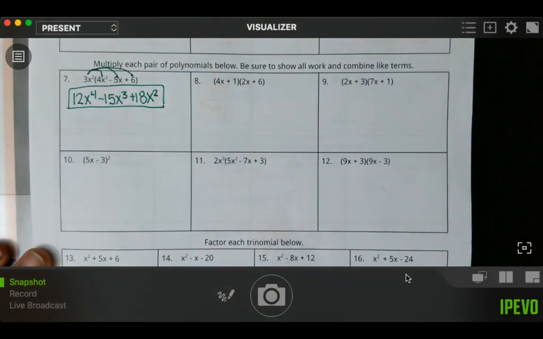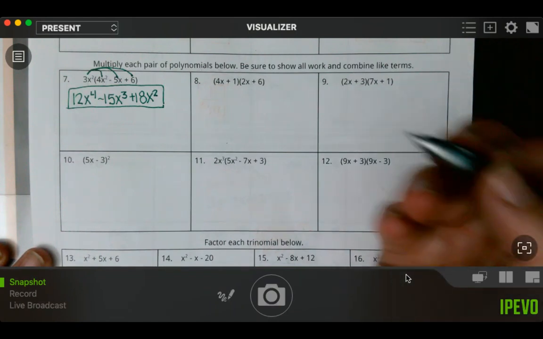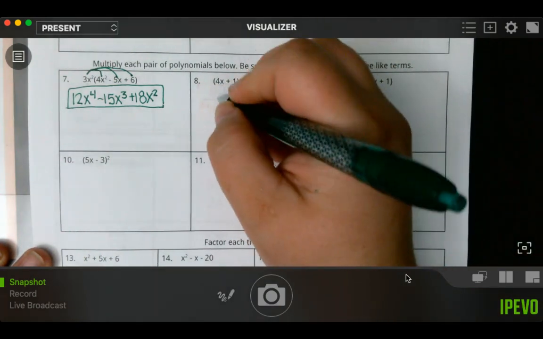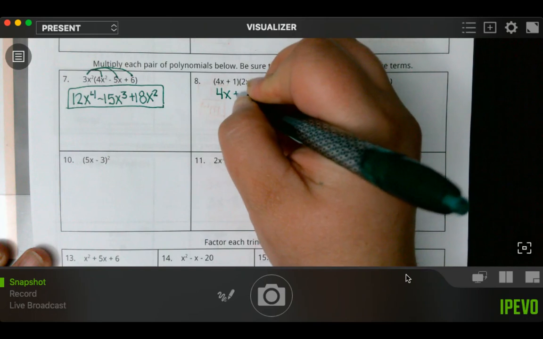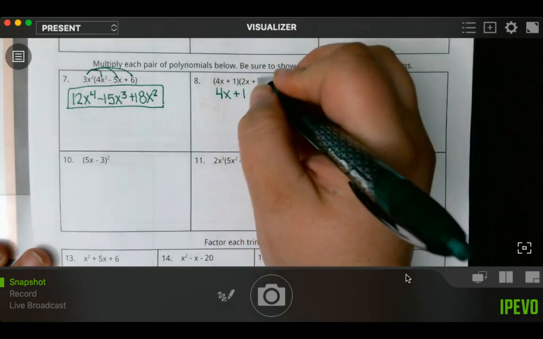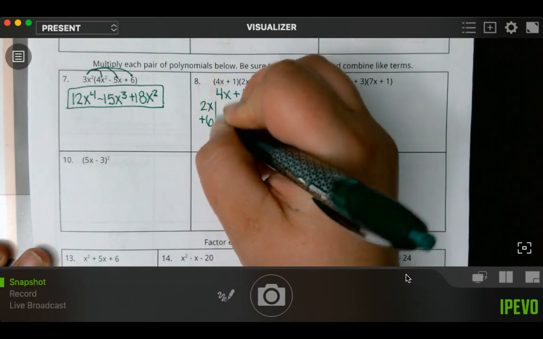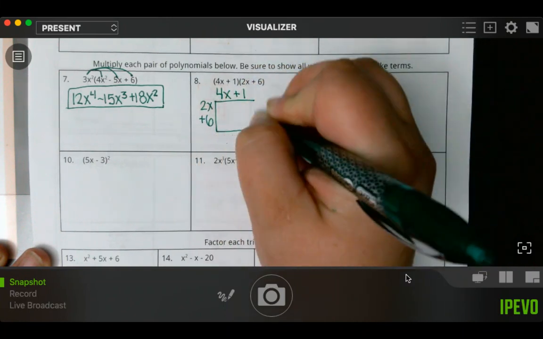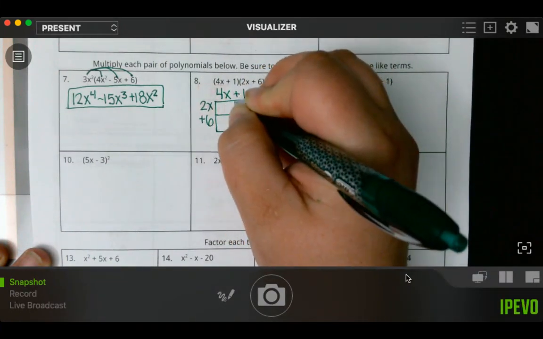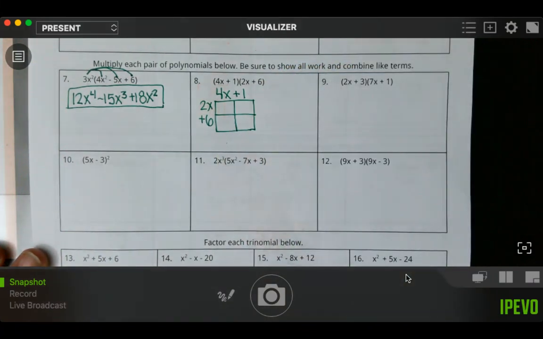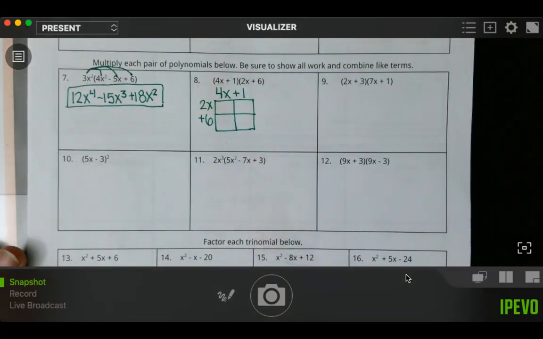If you have 2 sets of parentheses like this, I highly recommend doing the box method, where you take one of them, and the other one goes on the other side, going down like this, and you turn it into a box. All this does is it helps you to keep track of it. If you don't like the box method, here's the other way of doing it.